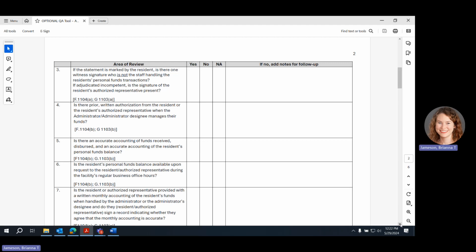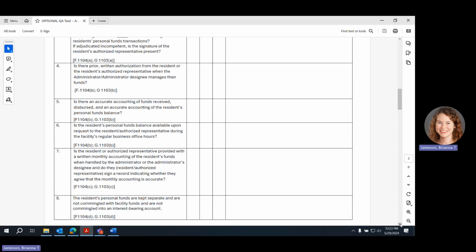The seventh area of review: is the resident or authorized representative provided with a written monthly accounting of the resident's funds when handled by the administrator or the administrator's designee, and do they (resident/authorized representative) sign a record indicating whether they agree the monthly accounting is accurate? There is a space to check yes, no, or not applicable. If no is checked, there is a space on the right-hand side of the page to add notes for follow-up.